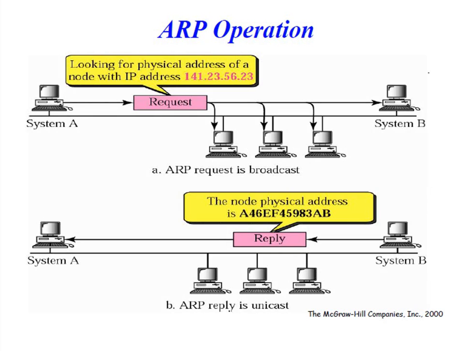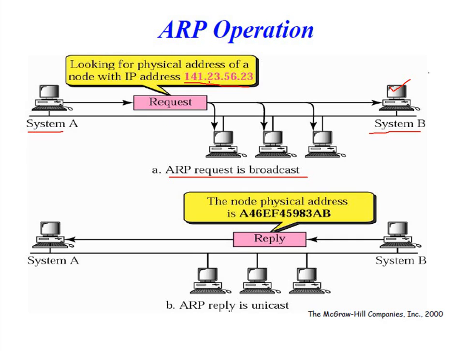So here you can see that system A wants to communicate with system B, so it will send an ARP request. So this is the IP address of this machine, and the IP address of B. So it will send a request. The request is received by all the stations in the network. So the ARP request is a broadcast.